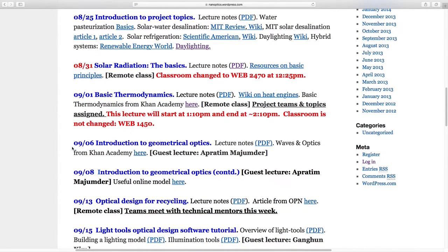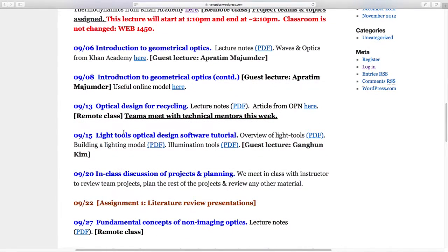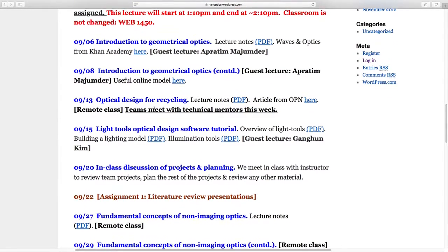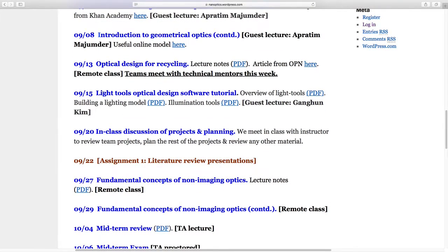Then September 6th, which is the following week, we'll go through geometrical optics. There are two lectures here, done by one of my PhD students. Then the following week, we have optical design for recycling, which is basically a new approach of optical engineering used for recycling resources. Very important, very topical area. September 15th, we'll have a tutorial on LightTools. LightTools is an important simulation software that you will all have access to for free, which is amazing, by the way, for one year because of this class, thanks to the commercial vendor.